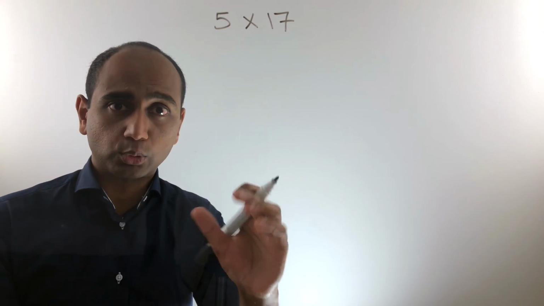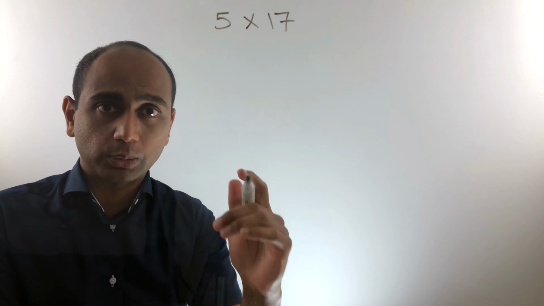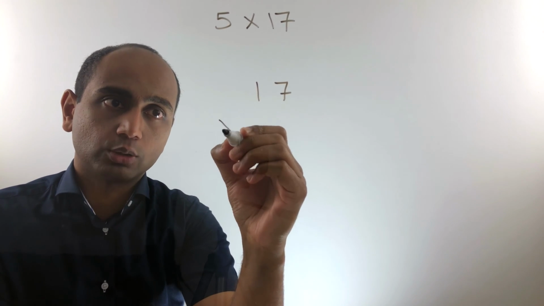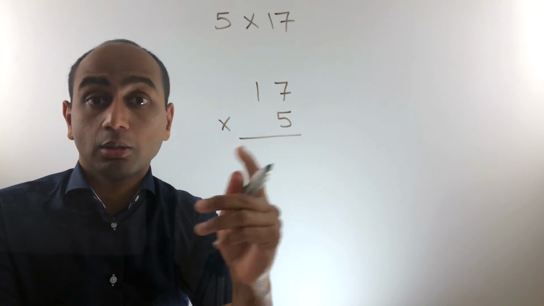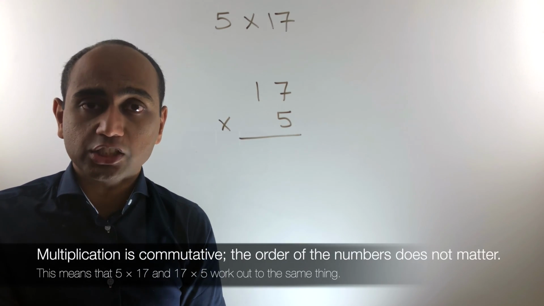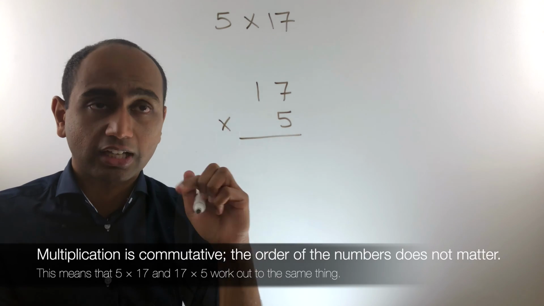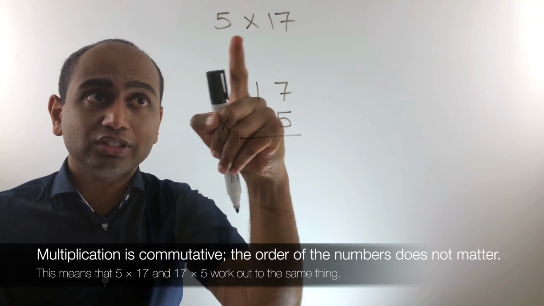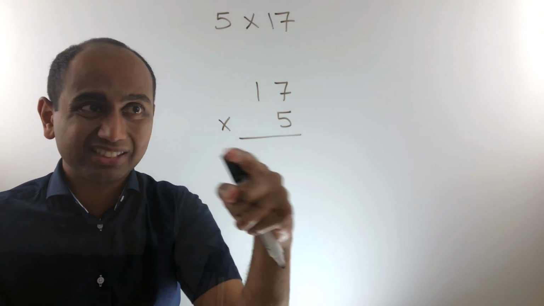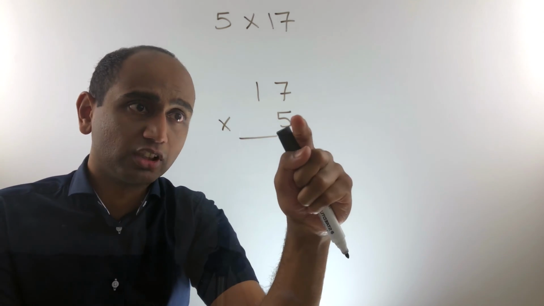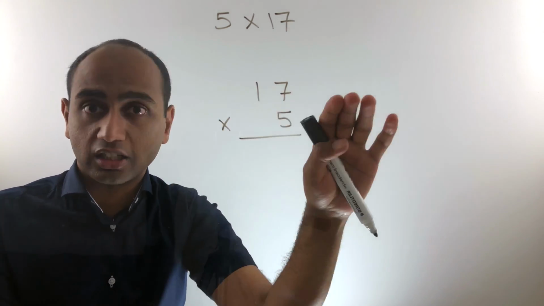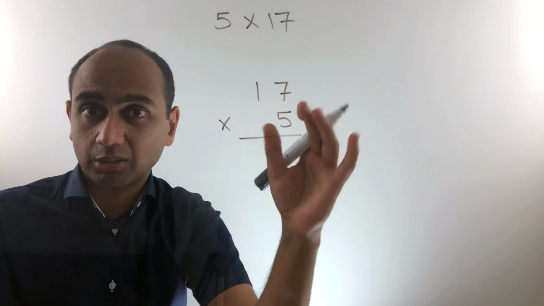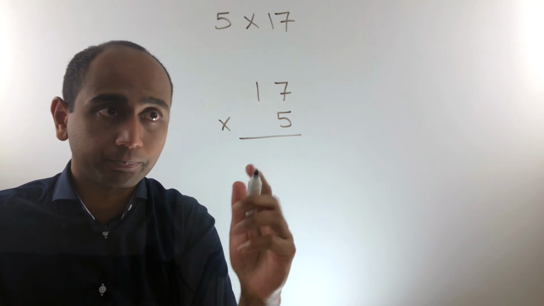Here's the next example. This one's a little bit trickier, as we will see. 5 multiplied by 17, I will set out like this. By the way, remember that multiplication is commutative, and that means that the order of multiplication doesn't matter. So even if this said 17 multiplied by 5, I would set this out exactly the same way. I'd put the smaller number underneath and the larger number on top. So 17 multiplied by 5 or 5 multiplied by 17 are the same thing.